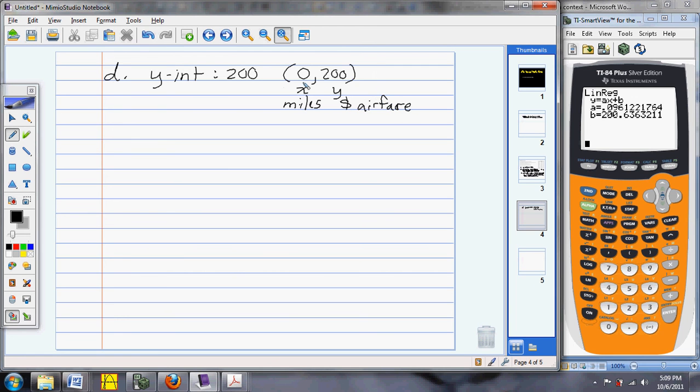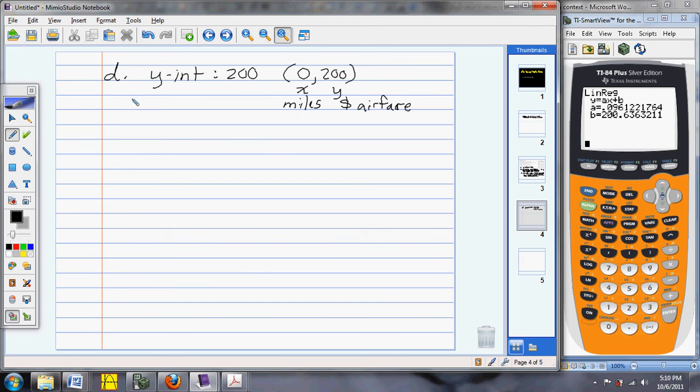So what is this really saying? This is saying 0 miles, $200 airfare. 0 miles of a plane trip, in other words, if you don't even get off the ground, if all you do is get onto the plane, they're going to charge you $200. And then they charge you more for every mile, about 10 cents for every mile, but they charge you $200 just to get on the plane before you even travel anything.